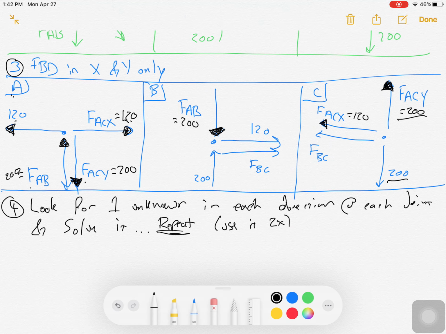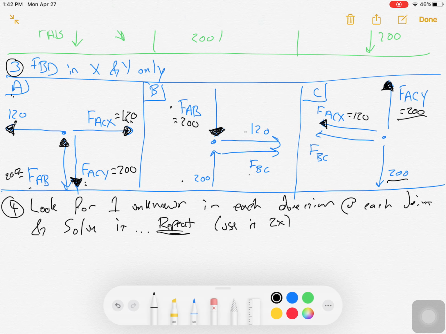And again, we repeat. So in the X direction, 0 unknowns. In the Y direction, 0 unknowns. There's nothing unknown in B, or in A. So we move to B. In the Y direction, 0 unknowns. In the X direction, we have 120 and force BC. So we know force BC can be solved.